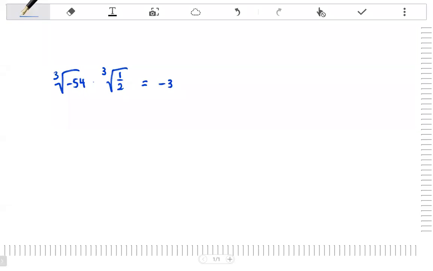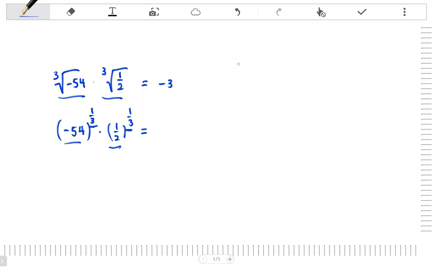Okay, so let's look at this problem. 3 to the negative 54, remember we want to change it to fraction form. So let's do that as the first step. Negative 54 to the 1/3, right? And this half, so half to the 1/3. And now we have the same exponents here, but we have different bases.